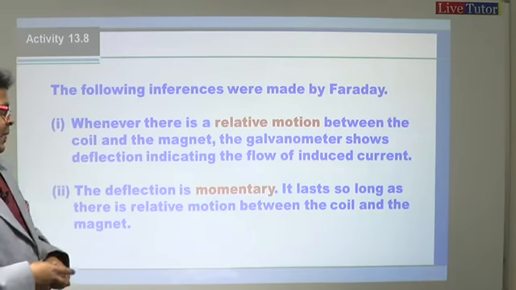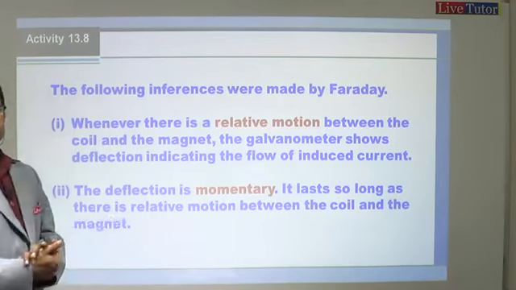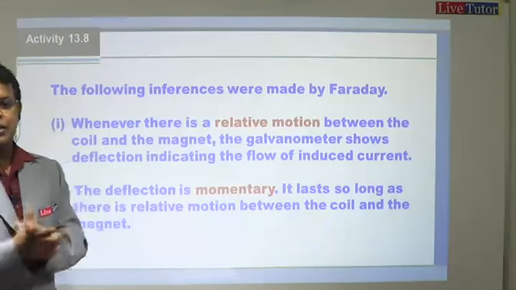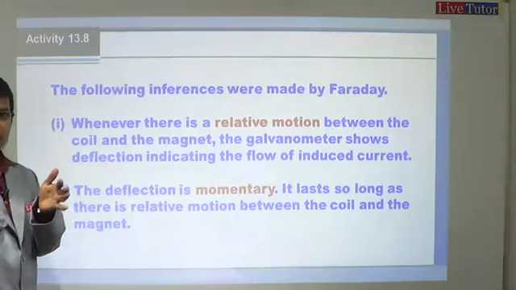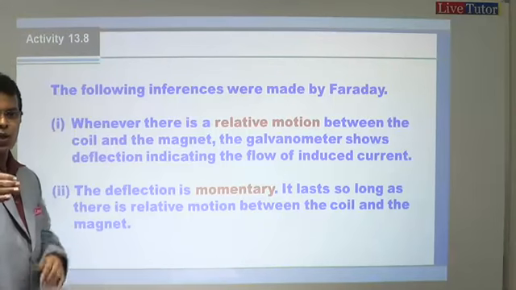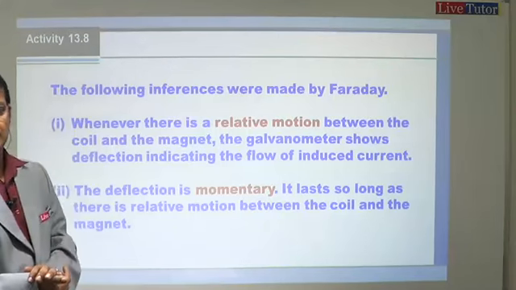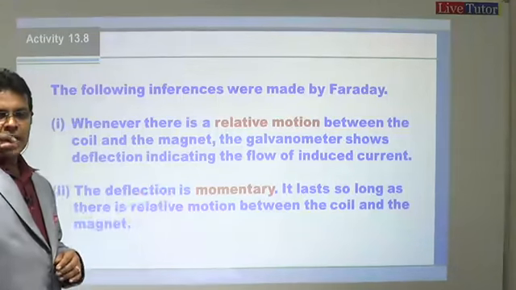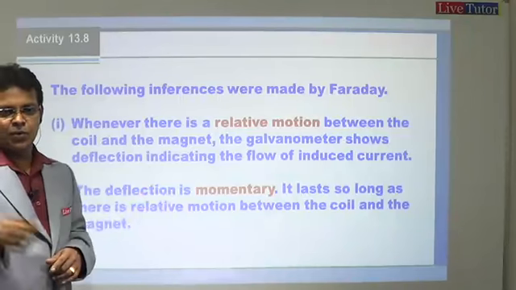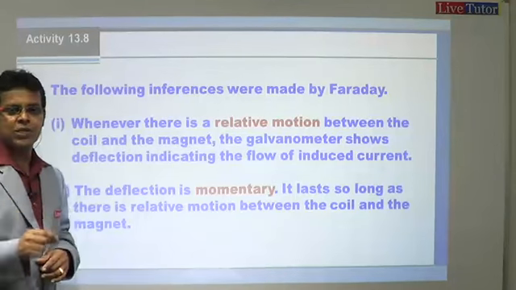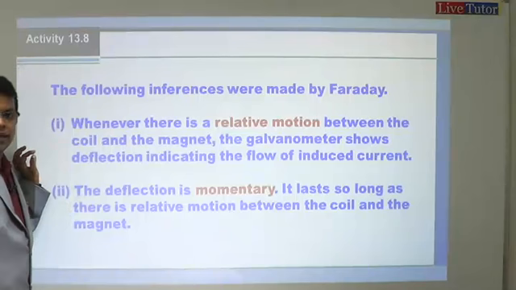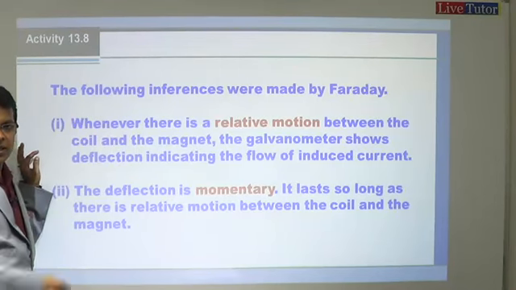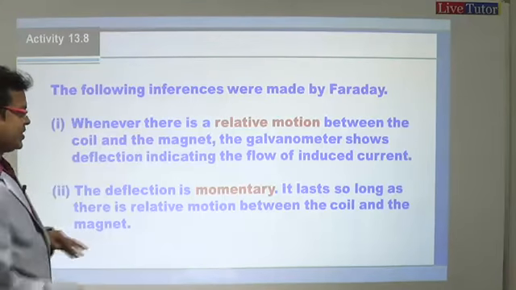Okay. Right. The second one, the deflection is momentary. You know, momentary is nothing but for a short while. How short is it? It lasts only as long as there is a relative motion between the coil and the magnet. And you would have seen that in the previous video. When the magnet is at rest, there is no deflection. Only when it is moving, the deflection was there. So the deflection lasts only when there is a movement. That is the second observation he made.